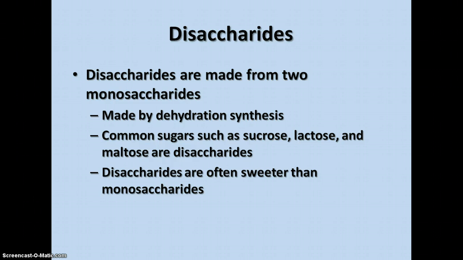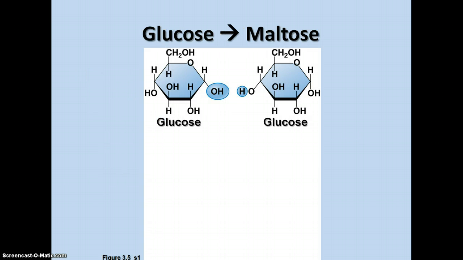Disaccharides are oftentimes sweeter than monosaccharides. So if you wanted to choose between glucose and sucrose to sweeten your iced tea, you would probably be happier with sucrose as a choice because it is a disaccharide and is therefore sweeter.